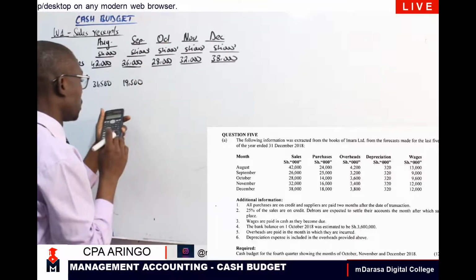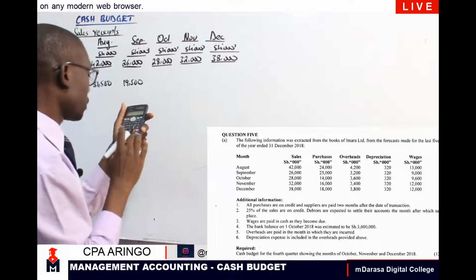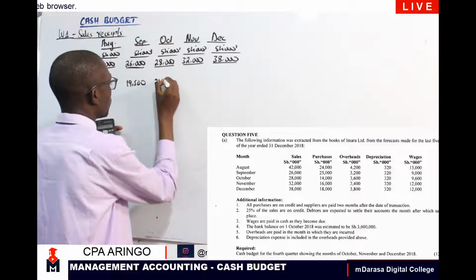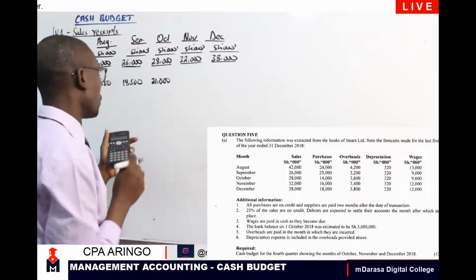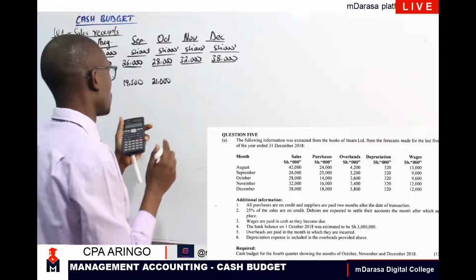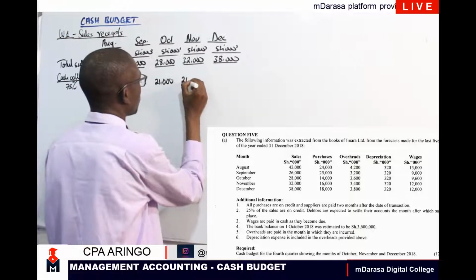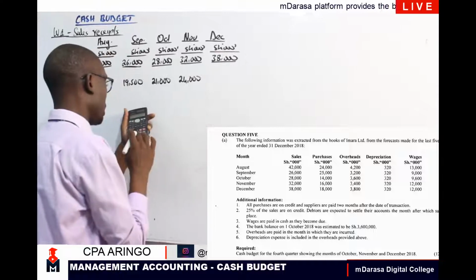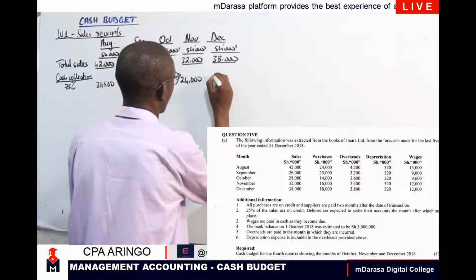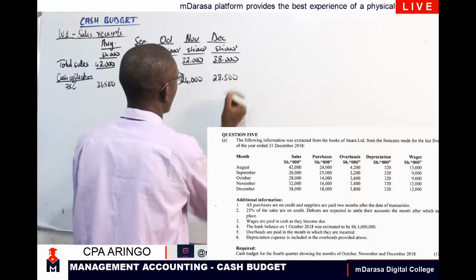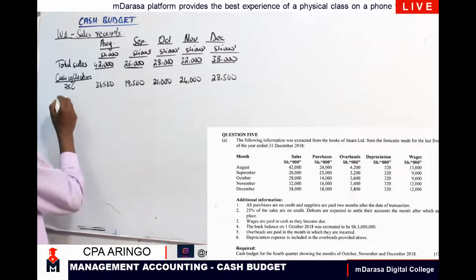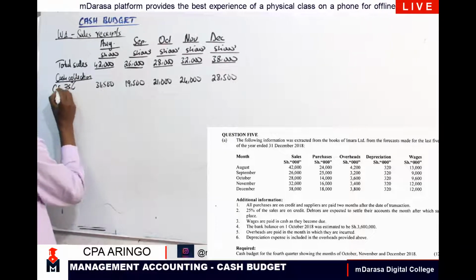October, 28,000 times 0.75, that should give us 21,000. November, 32,000 by 0.75, that should give us 24,000. And finally, 38,000 by 0.75, that should give us 28,500. So that is our cash collected. These were our cash sales.